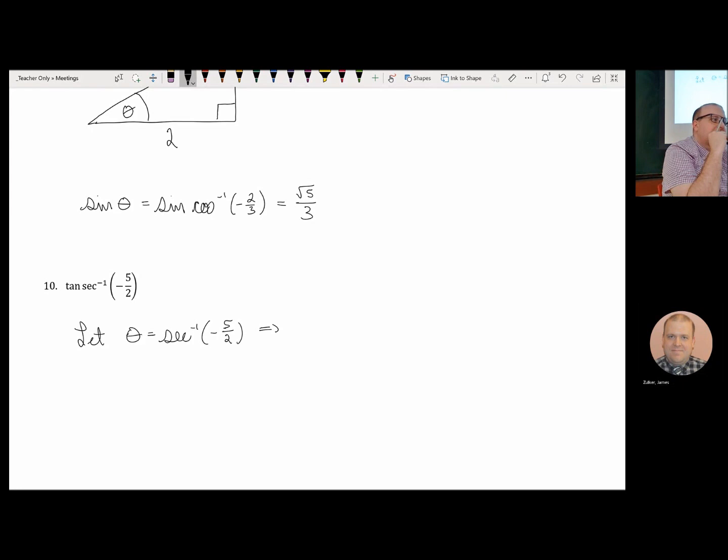Oh, just thinking of the cosecant curve. Wait a second, secant is... we're not talking about the graph of secant. So what angles are quadrant 2? It's pi/2 to pi. That means that the value of the inverse secant is going to be between pi/2 and pi.